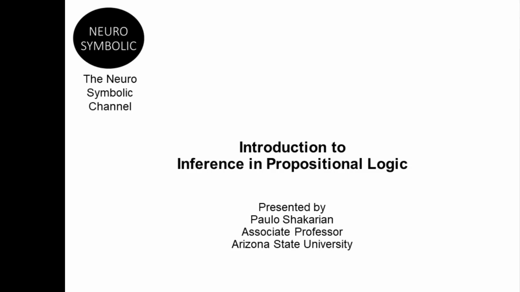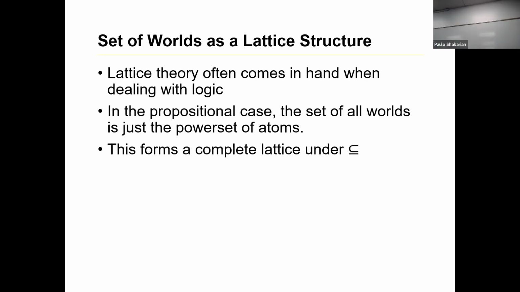So, lattice structure. A lattice structure implies a partial ordering of elements, and that there is a top element and a bottom element. I'm not going to go too much into all the details of lattice theory here in this course. I did put some readings on the page if you want to see that. Very useful stuff, by the way.